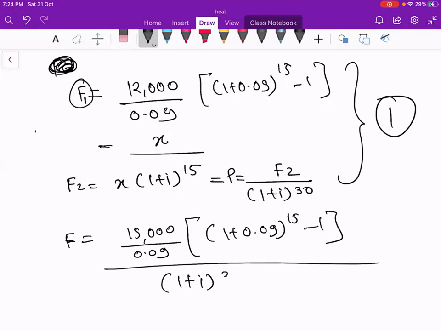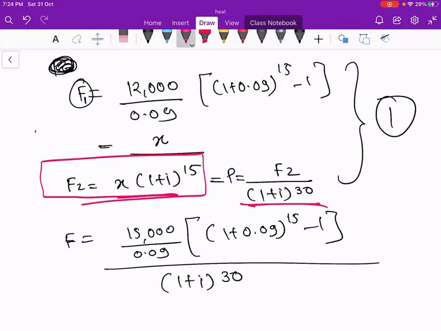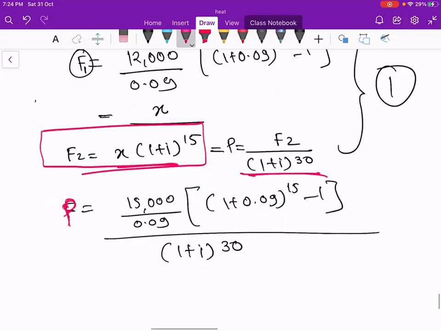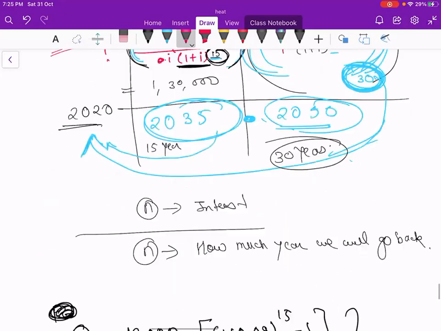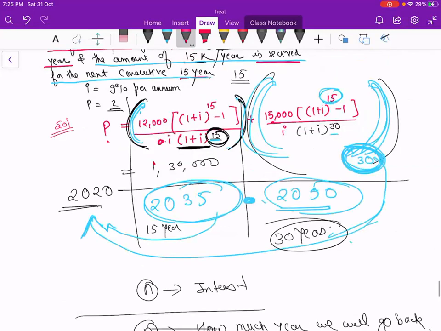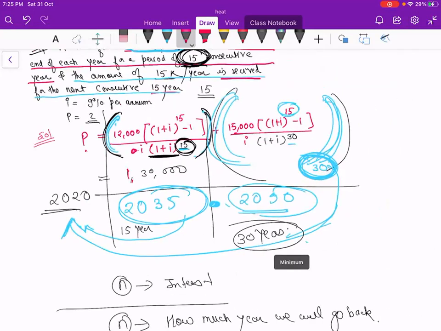1 by I, 30. So now see, both will write 30, but you have to apply an extra formula, because now you have to move that amount forward 30 years, but the answer will come the same. Okay, this is P, sorry. This is P. So your answer will come the same, that is 1,30,000.